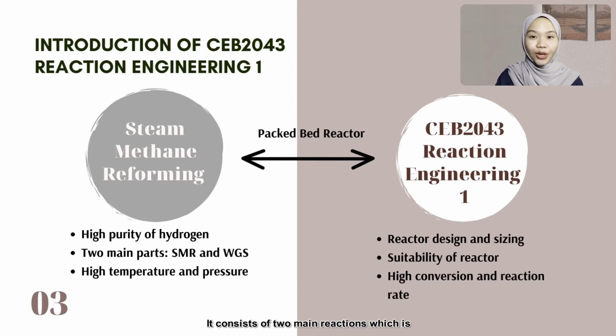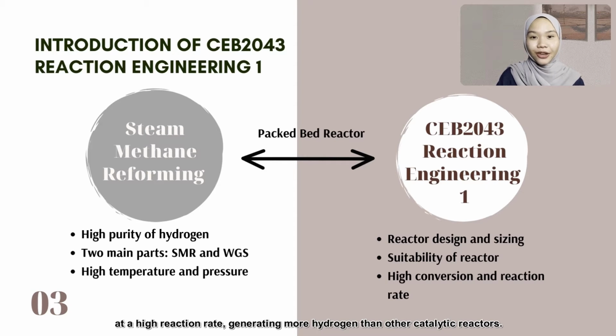It consists of two main reactions, which are an endothermic reaction in an SMR reactor and an exothermic reaction in a WGS reactor. Because of the efficiency at high temperature and pressure, PBRs are often ideal for these processes. Furthermore, because the catalyst is present in both processes, the steady-state operation can have a high conversion at a high reaction rate, generating more hydrogen than other catalytic reactors.